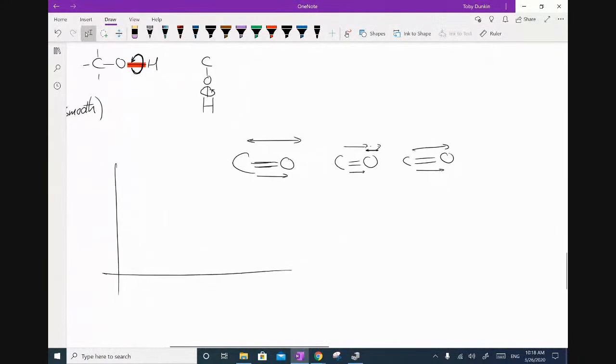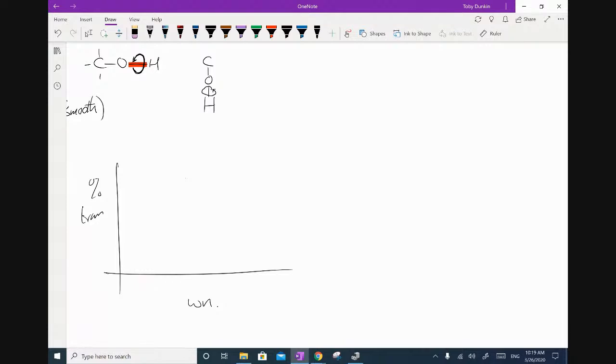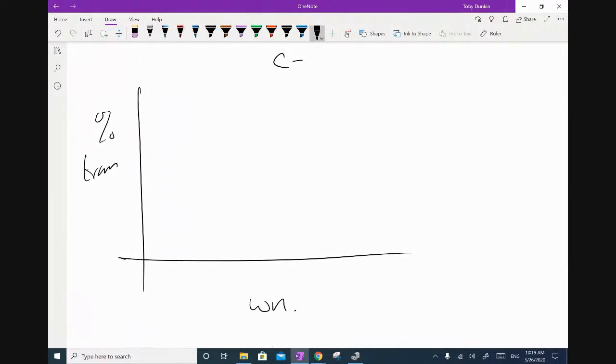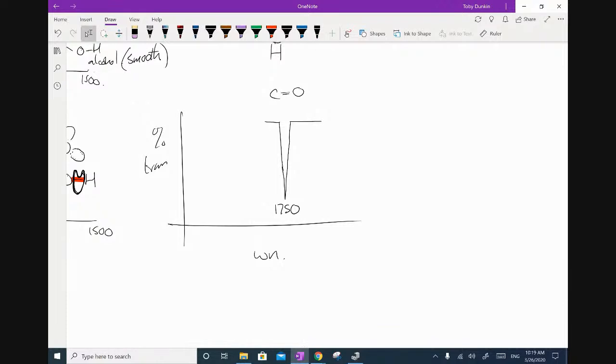So okay, now because the C=O, see there's percentage trans again, I'm realizing I'm going to run out of time, and then wave number again. And in this case, for the C=O, I'm just going to rub that off and move it somewhere else. There we go. For the C=O, you get a very narrow absorbance. It's very sharp and very narrow. It looks like that. It's a very narrow peak, and it's at 1750. So it's a very sharp absorbance.